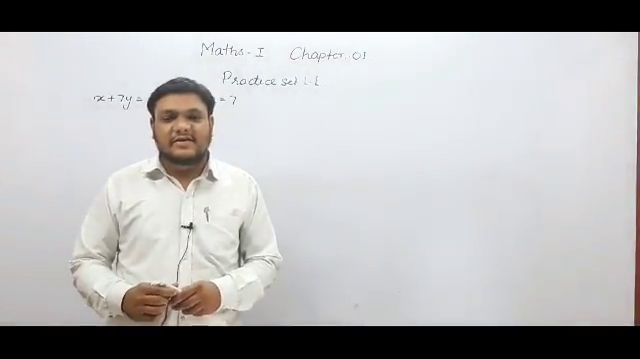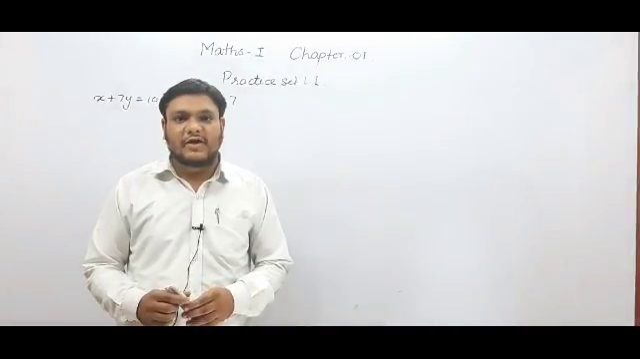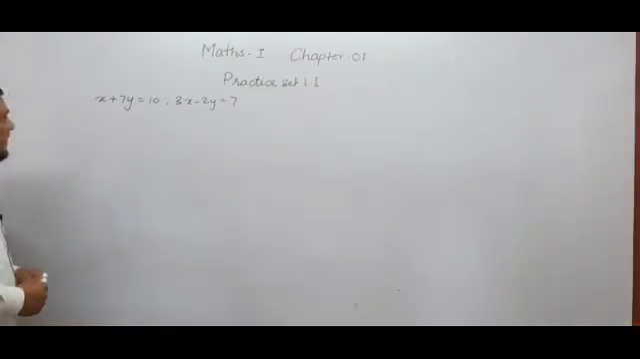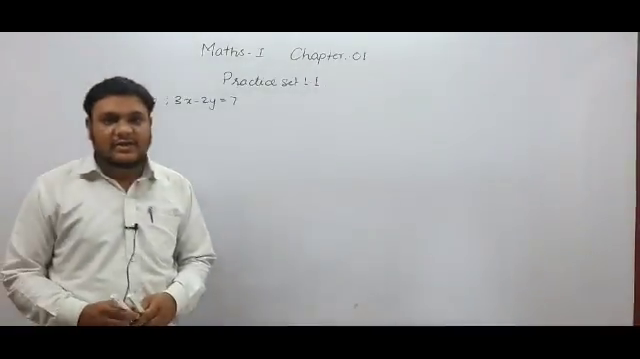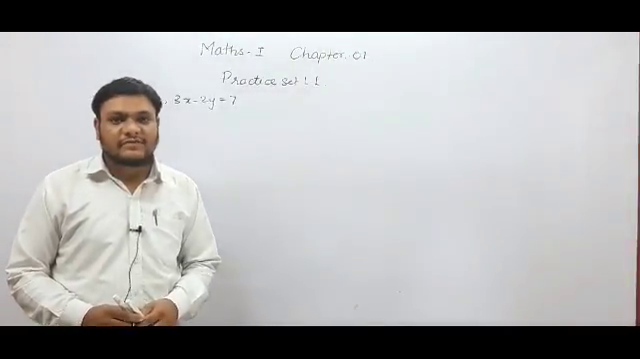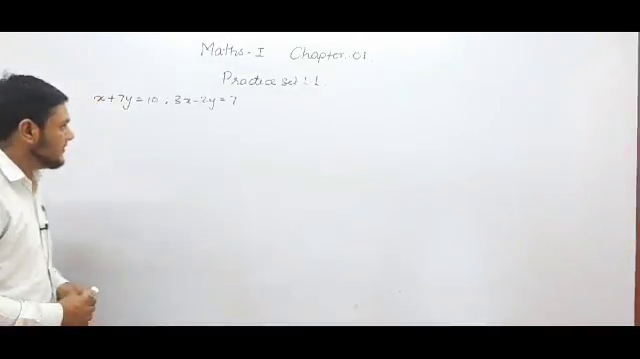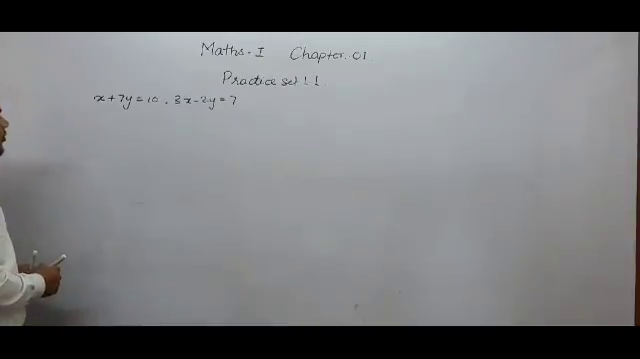In the previous lecture, we have solved some questions from the practice set. Now today we will move towards the next question of the practice set, that is x plus 7y equal to 10 and 3x minus 2y equal to 7. Students, you can solve these equations by using elimination by equating coefficient and elimination by substitution. So first of all we will solve this equation by elimination by equating the coefficient.